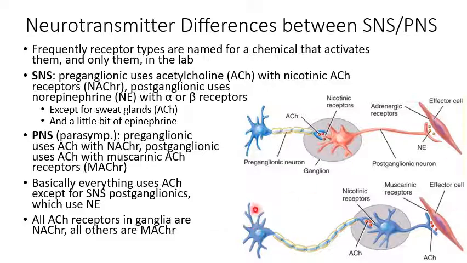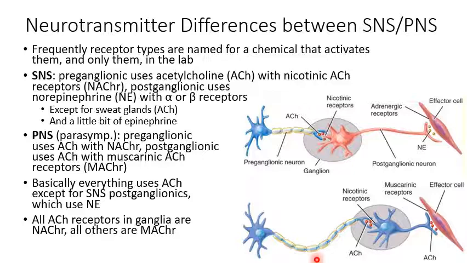In the parasympathetic nervous system, the preganglionic neuron is actually also going to release acetylcholine, and the postganglionic neuron will also respond to it using nicotinic acetylcholine receptors. Then the postganglionic neuron is going to release acetylcholine as its neurotransmitter, and effector cells are going to respond to that acetylcholine using a different type of acetylcholine receptor, so not the nicotinic acetylcholine receptors, but actually muscarinic acetylcholine receptors. And the muscarinic acetylcholine receptor is abbreviated as mAChR.